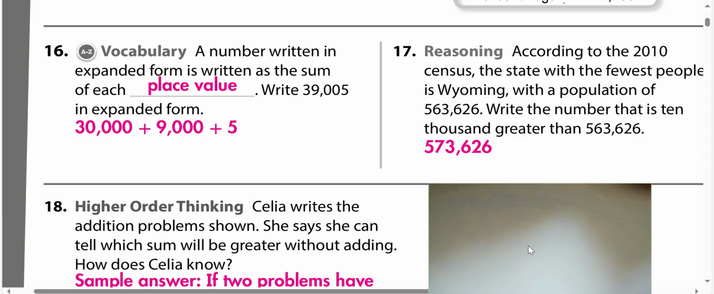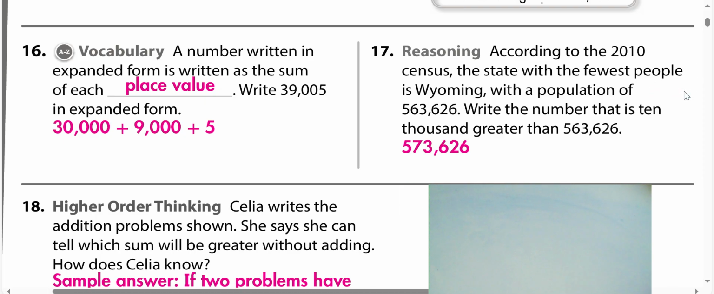Also, according to 2010, the state with the fewest people is Wyoming, with a population of 563,626. Write the number that is 10,000 greater than this number. Who can tell me? 5, 6, 3. We must change the 6. He asked to find the number that is 10,000 greater than this number. Understood? You must add 10,000 to this number to get the greater number.